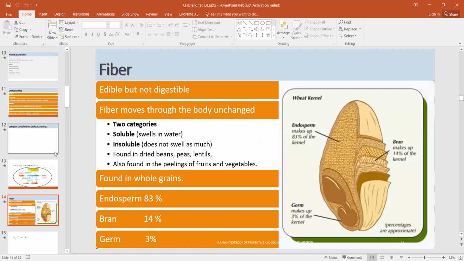Then comes another form of carbohydrate, which is fiber. Fiber is edible but not digestible. Fiber moves through the body unchanged. There are two categories of fiber, soluble and insoluble. It is found in dried beans, peas, and lentils, and also in the peelings of fruits and vegetables. It is found in almost all whole grains. There are three parts of any grain: endosperm, bran, and germ. Endosperm contains almost 83%, bran 14%, and germ 3%.